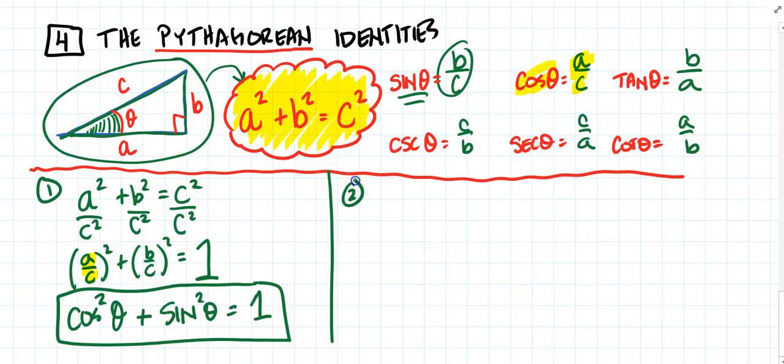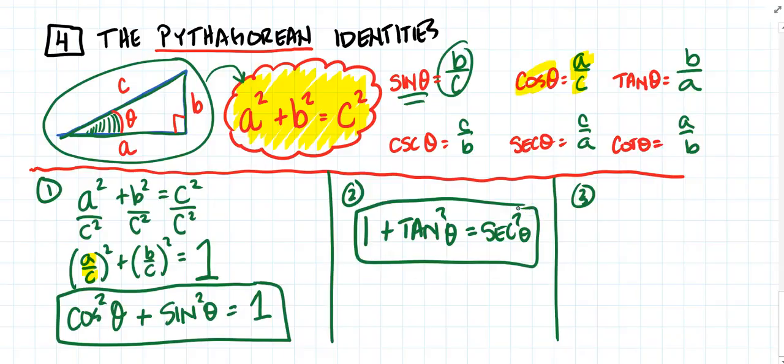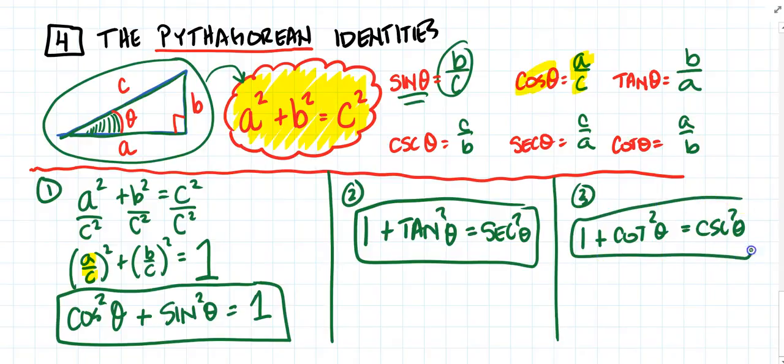Now, if I do the same thing, and instead of dividing by c squared, I divide by b squared, and then again by a squared, I would develop these other two trig identities. So let me give them to you. The next one is going to be 1 plus tangent squared of theta is equal to secant squared of theta. The next most important trig identity. And the third one would be 1 plus cotangent squared of theta is equal to cosecant squared of theta. And I will be happy to show you the algebra, but it looks just like this.